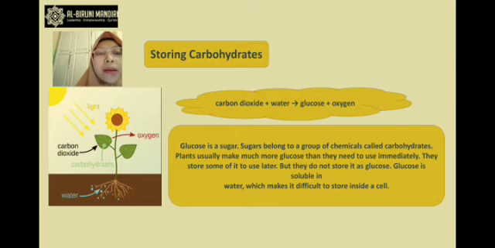Plants usually make much more glucose than they need to use immediately. They store some of it to use later. But they don't store it as glucose. Glucose is soluble in water, which makes it difficult to store inside a cell. Okay, maybe that is all for our explanation about photosynthesis, because this is the introduction to photosynthesis.